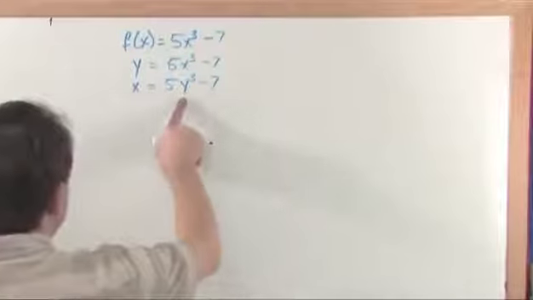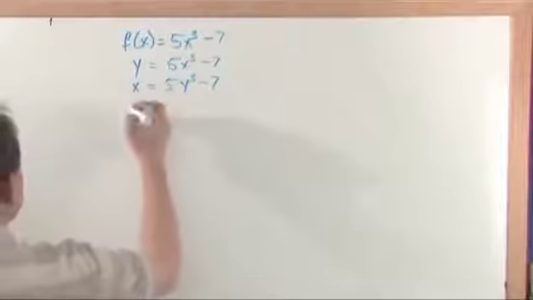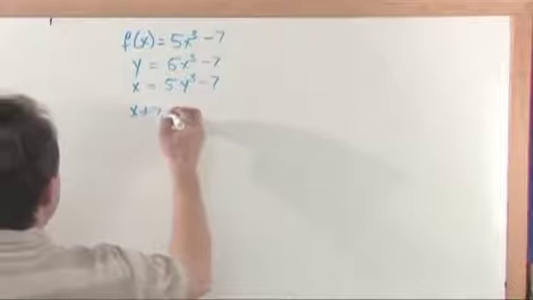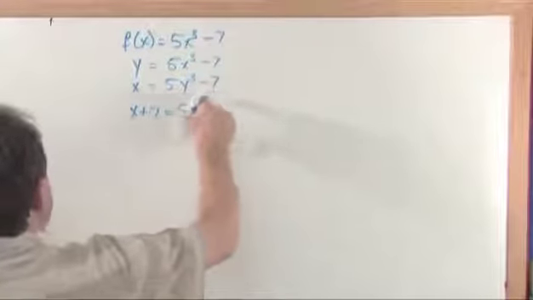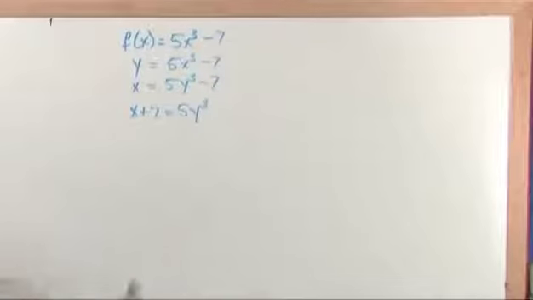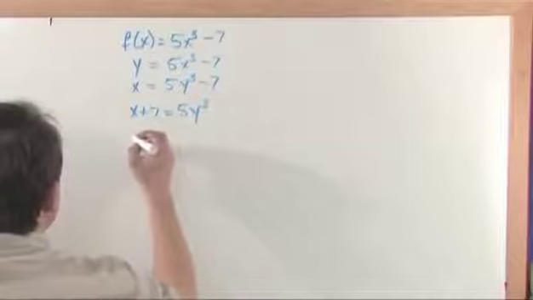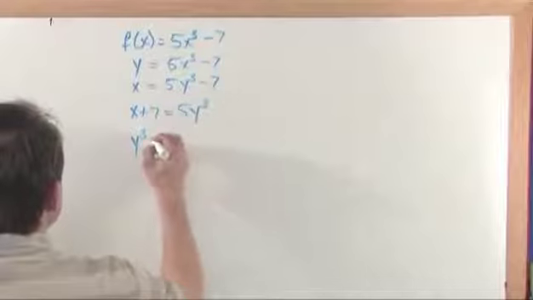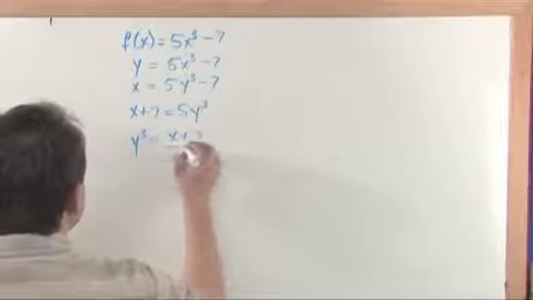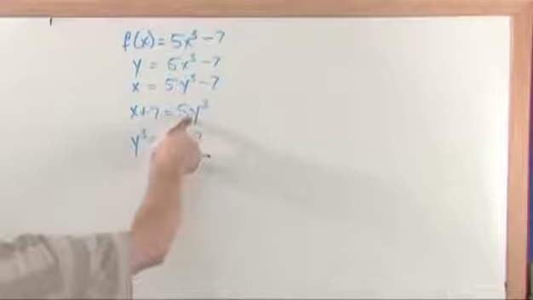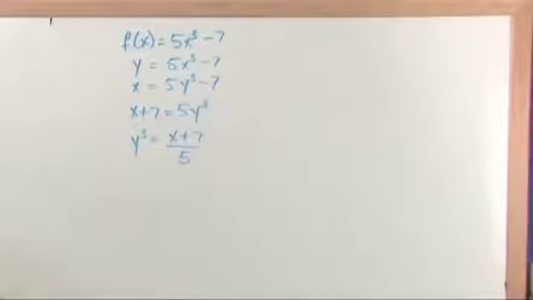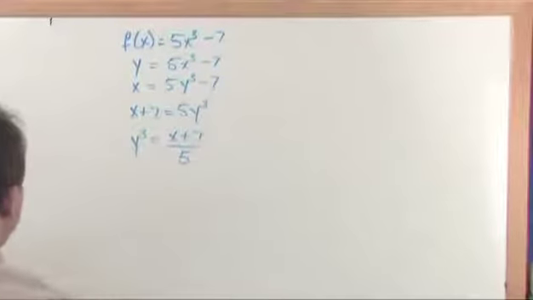Next thing is we want to solve for y. So I begin by moving the 7 over here. X plus 7, I add it to both sides, 5y cubed. Add it to both sides, get rid of the 7 over there. Okay? Finally, I want to get y cubed by itself, so I'll say y cubed is equal to x plus 7 divided by 5. I just divided both sides of the equation by 5. I got rid of it over here. 5 divided by 5 is 1, and this over 5 is what I have here.